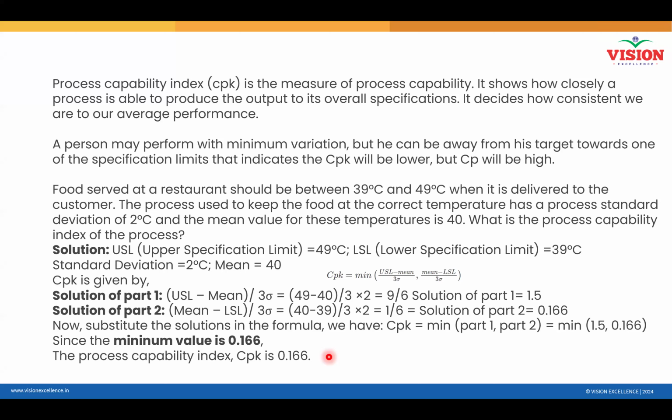Yes, Daljit Singh sir, you can go ahead with your question. Yes, sir. Sir, when we are reading the solution, it says upper specification limit 49 degrees Celsius and lower is 39, and standard deviation 2 and mean is 40. The solution itself indicates that there is a shift toward the lower specification, whereas the mean is 40. Yeah, correct. In the current condition, your mean is shifted left, downwards.